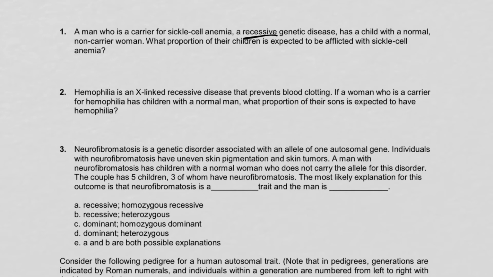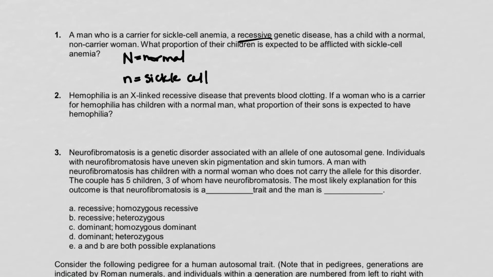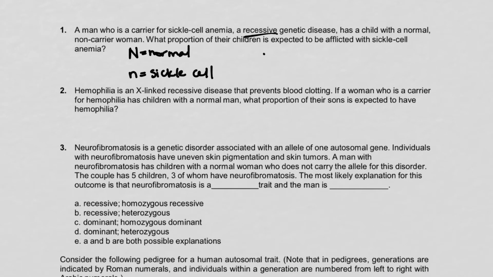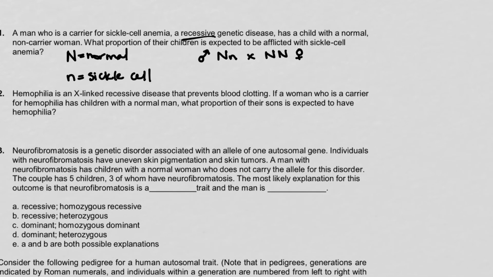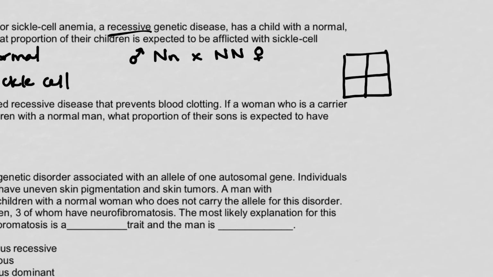This is where they like to use the N for the normal. All right, so this would be the key. And a man who is a carrier for sickle cell anemia, so the male genotype is this, has a child with a normal non-carrier woman. What proportion of their children is expected to be afflicted with sickle cell anemia? So you do a square. And we'll put her here.